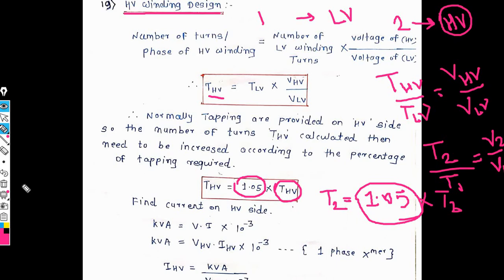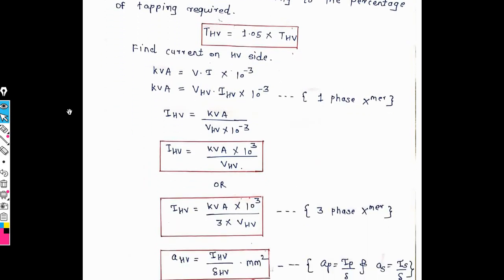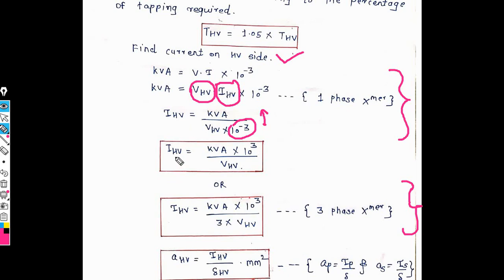Now we need to find the current in the high voltage winding. This is for the single phase transformer, and this is for the three phase transformer. Then KVA is equal to V into I into 10 raised to minus 3. We have to find the high voltage winding voltage, that is VHV, and the high voltage winding current IHV. Rearranging the equation, IHV is equal to KVA upon VHV into 10 raised to minus 3. Then this 10 raised to minus 3 goes to the upper side and is taken as positive. That is IHV is equal to KVA into 10 raised to 3 upon VHV.